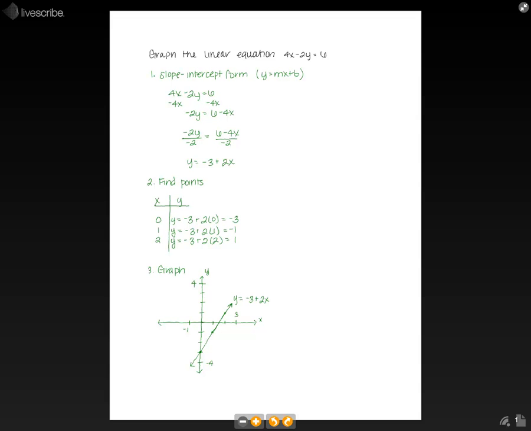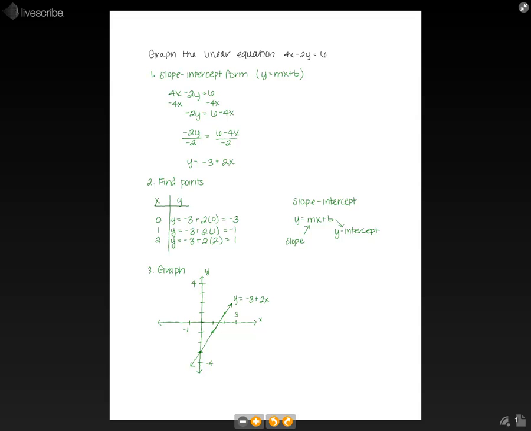Alright, so the second way we could have found our points would have been to determine the slope and intercept of the line. So when we have a line in the form y equals mx plus b, we know that m is what we call the slope, and b is what we call the y-intercept.